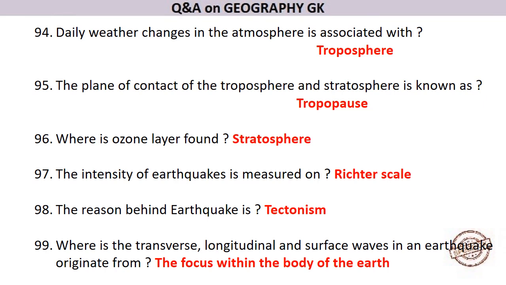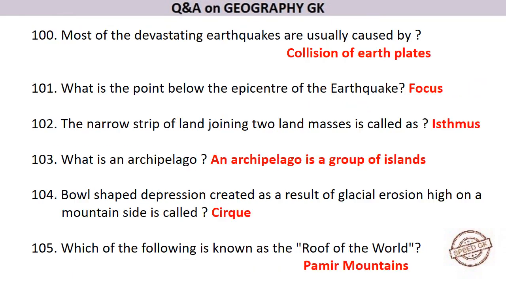The intensity of earthquakes is measured on Richter scale. The reason behind earthquake is tectonism. Where is the transverse, longitudinal and surface waves in an earthquake originate from? The focus within the body of the Earth. Most of the devastating earthquakes are usually caused by collision of earth plates. What is the point below the epicenter of the earthquake? Focus. The narrow strip of land joining two land masses is called as isthmus. What is an archipelago? An archipelago is a group of islands.